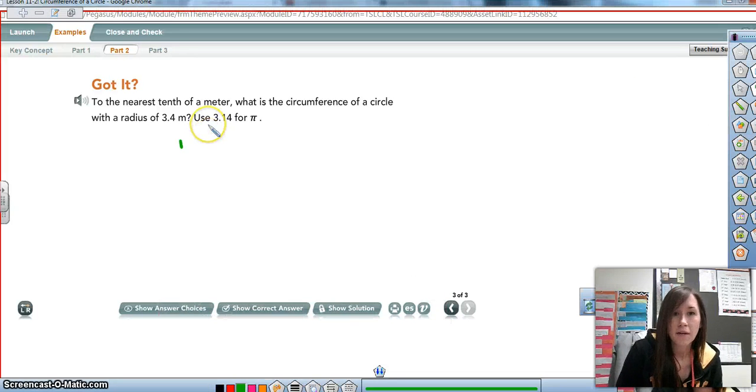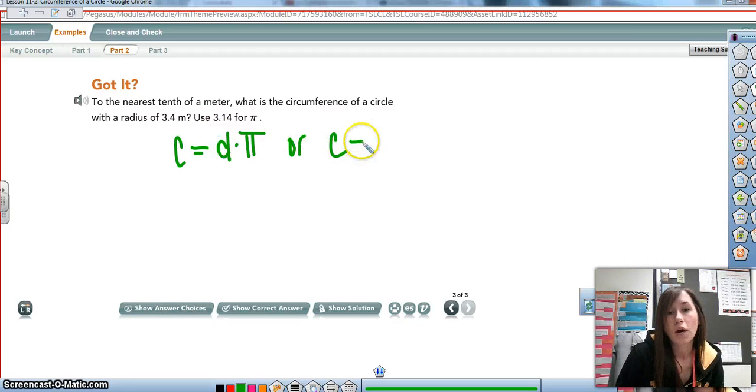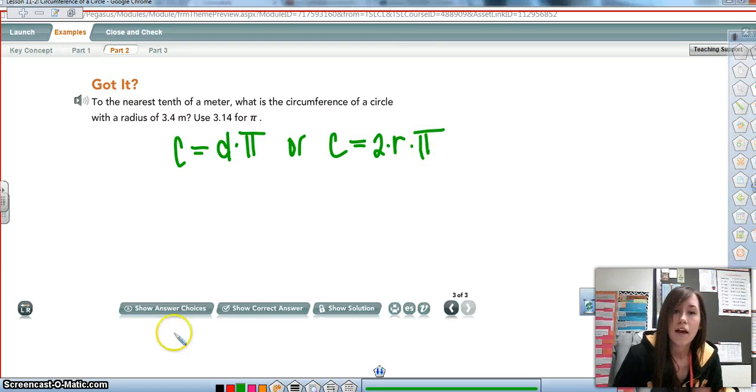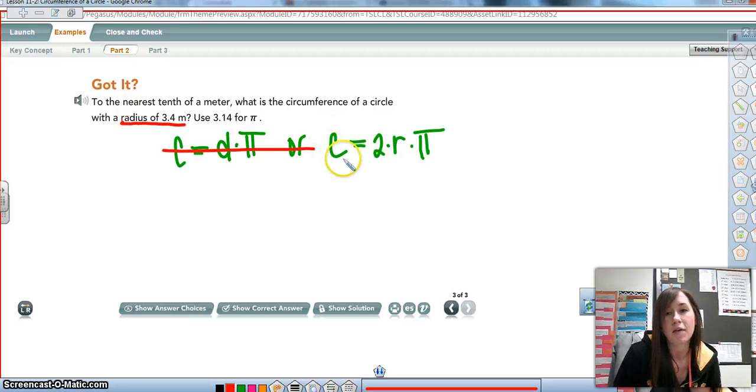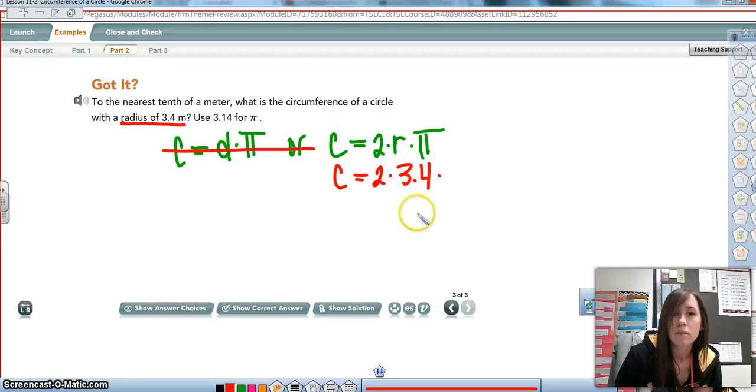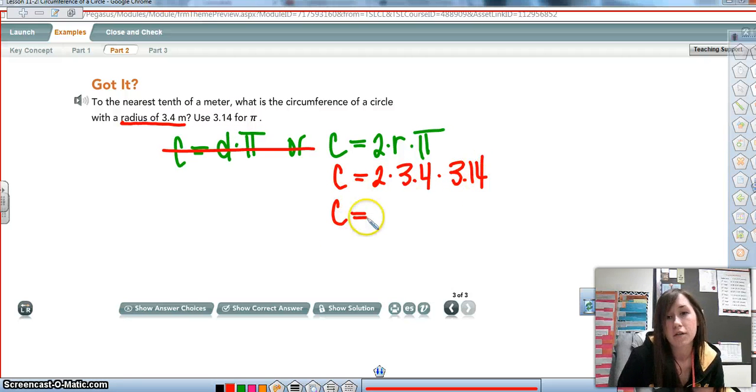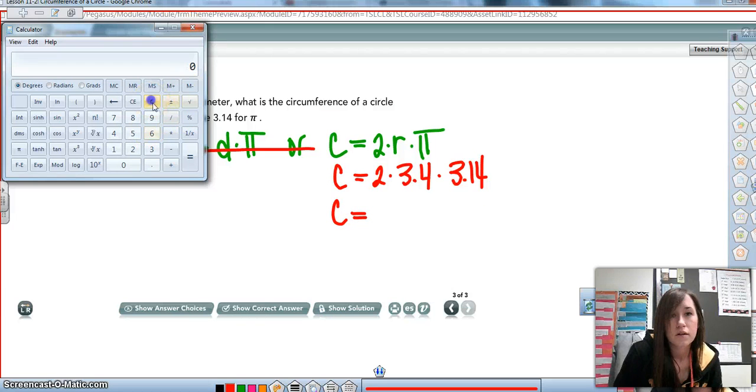All right, we know that the circumference of a circle can be found by doing the diameter times pi. Or you can do 2 times the radius times pi. In this case, we're told that the radius is 3.4 meters. So we'll go ahead and use this version of the formula. So we need to take 2 times our radius and times it by pi. It says use 3.14. So we're going to go ahead and round the answer. So 2 times 3.4 times 3.14.